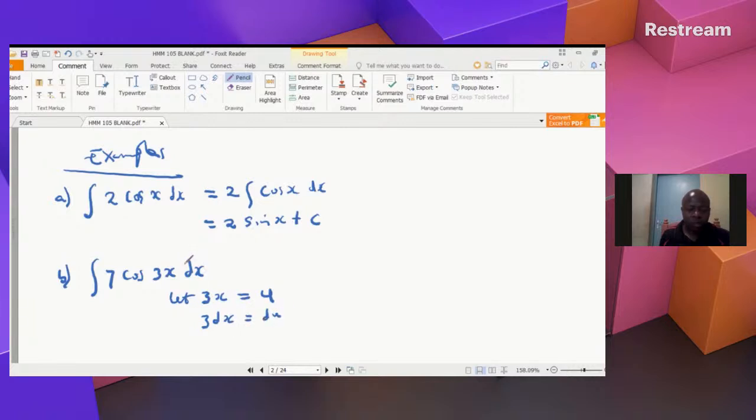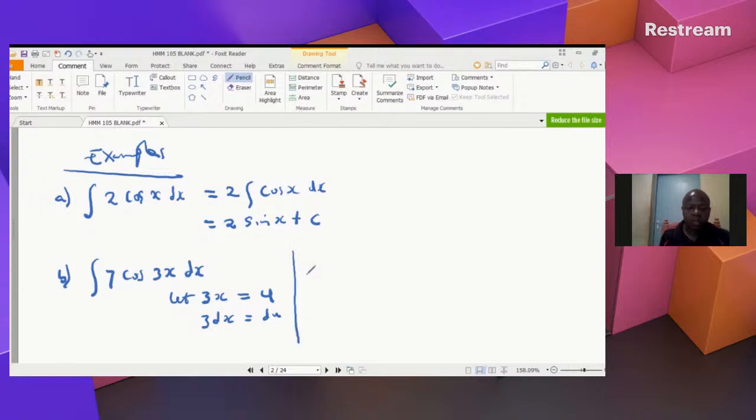So what I want to do is to substitute this dx and substitute this 3x, so that I have one variable here. I have cos u. Once I have cos u at this point, I know that the integral of cos u would be sine of u. And I also want to write everything in terms of u.